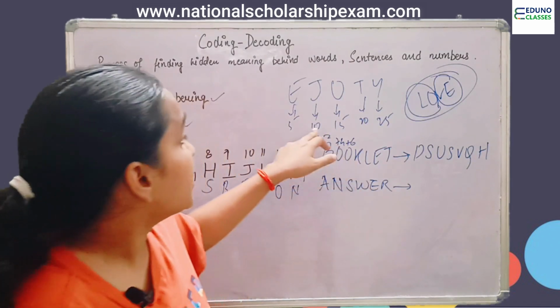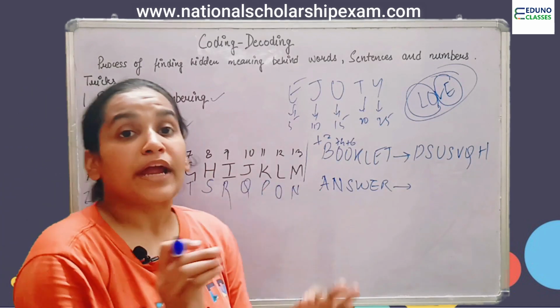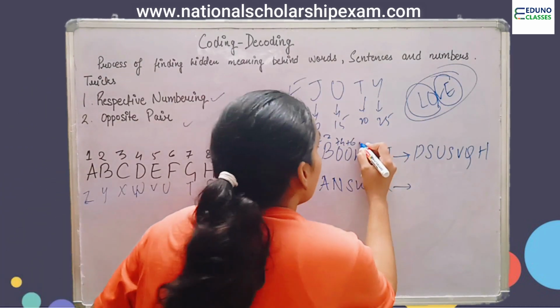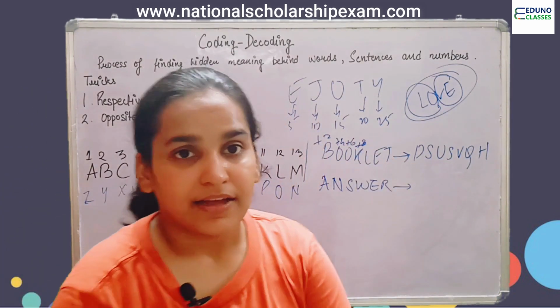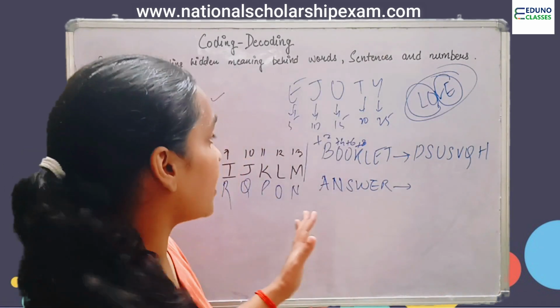What is K? J is 10, K is 11. And then S is 19. 11 to 19 is plus 8. So now we have identified the pattern. Half of the job is done for us.